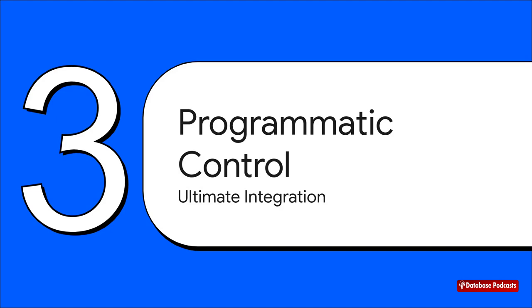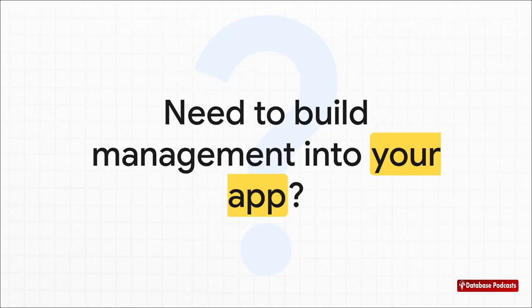All right, our third method. This is where things get really powerful. This is for when you need to go way beyond simple scripts and actually build management features directly into your own applications. Yeah, this is the next level. I mean, what if you want your app to automatically scale resources when traffic spikes? Or what if you want to automatically reboot a database if some performance metric goes haywire? You can't do that with a simple script. For that, you need custom code.